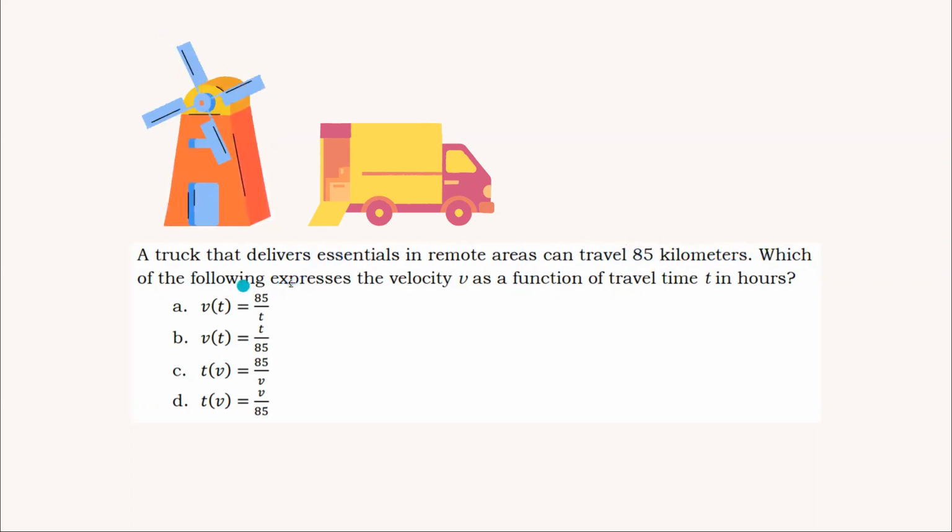Which of the following expresses the velocity v as a function of travel time t in hours? So another given is the velocity, which is what is being asked in the problem. So we are asked to look for velocity, which we symbolize as v, as a function of time. Time is in hours, so this is another given, and we are given these choices.